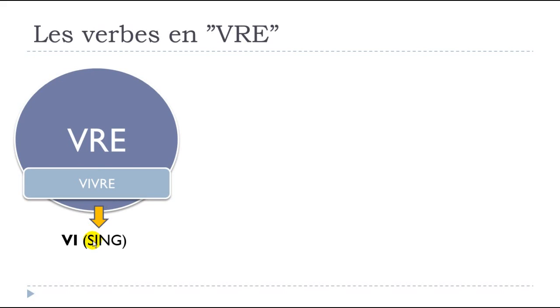For the singular form, so je, tu, and then il, elle, the stem or the root will be vi. Basically you take away this vre ending. And for the plural form, so nous, vous, and then ils, elles, the stem or the root will be viv. That's the difficult thing, because for the singular the stem will be vi, for the plural it will be viv. So let's see now how it will go when we conjugate this verb.